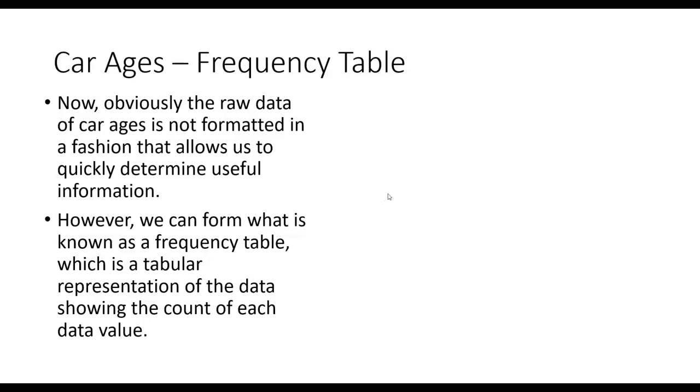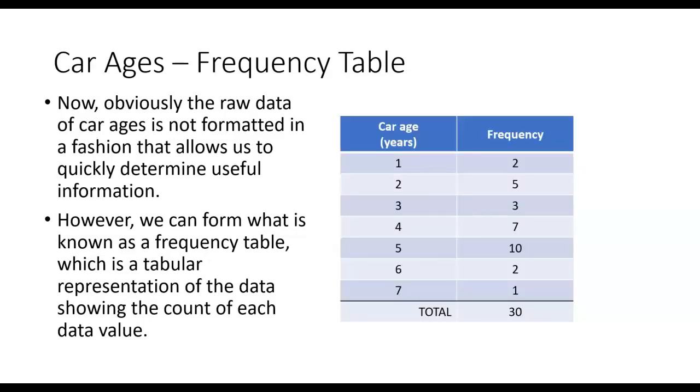However, we can form what is known as a frequency table, which is a tabular representation of the data showing the count of each data value. And I've gone ahead and done that on the right-hand side. Notice that in the first column we have the variable, which is the age of the cars. And we have on the right-hand column what is known as the frequency, or the count of each of those numbers of years that are represented in the data.